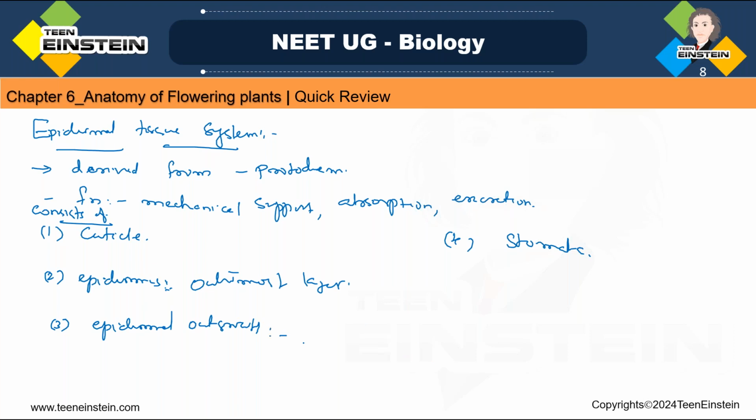Then we said about epidermal outgrowth. Epidermal outgrowth means that is developing from the epidermis. Epidermal outgrowths develop from where? From the epidermal cells that outgrowths are developing, right? So these epidermal outgrowths, you can see like trichomes, that is the epidermal hairs which are present on the stem. And these trichomes, they are of different types like hairs, then scales or root hairs.